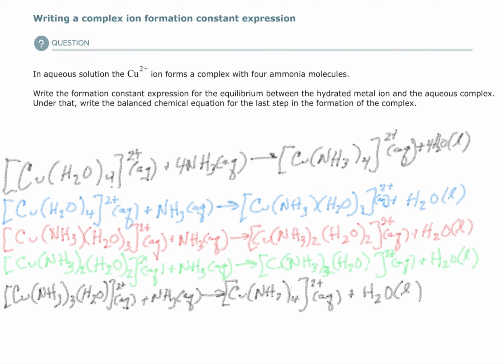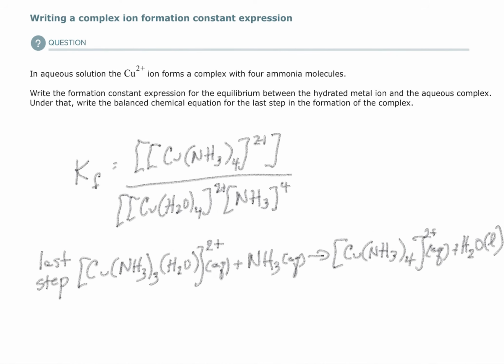All right, so that is your answer. They ask for 2 things. They ask for your formation constant, which is just, remember, that it starts with water, so it has to be on the bottom. And then your last step, which is this complex with the water being chucked out finally for the complex with just the ammonia.